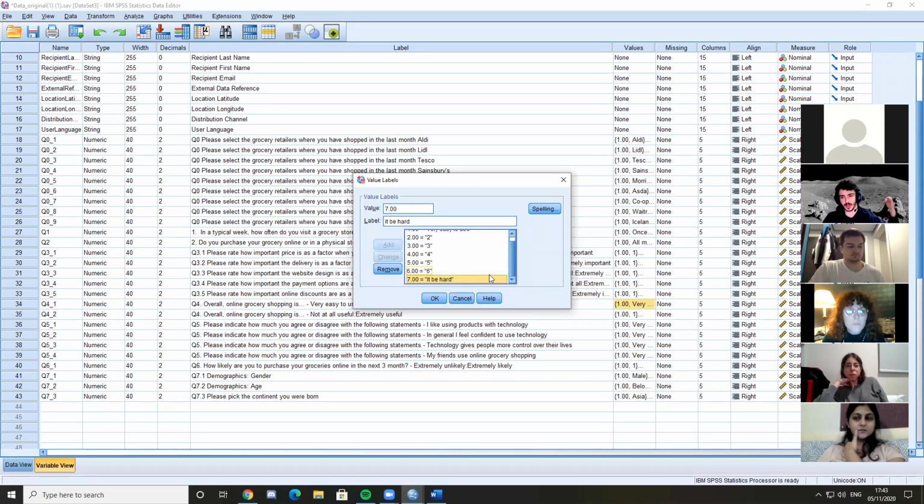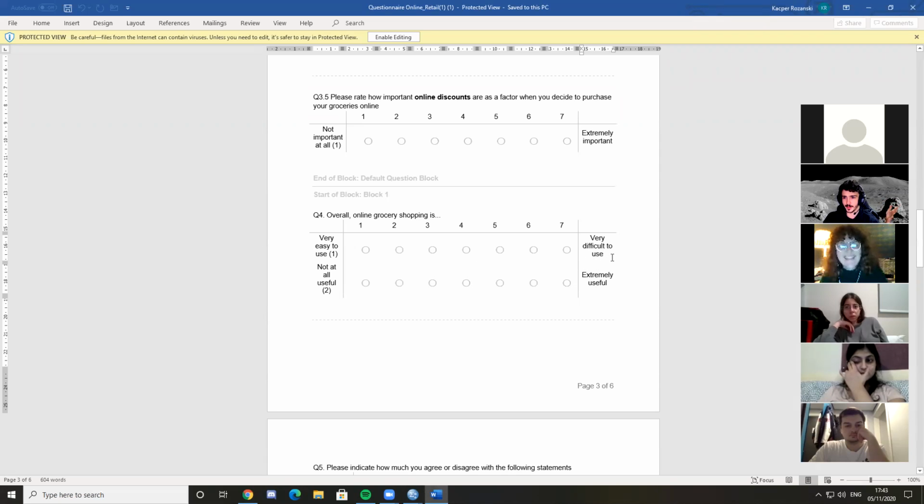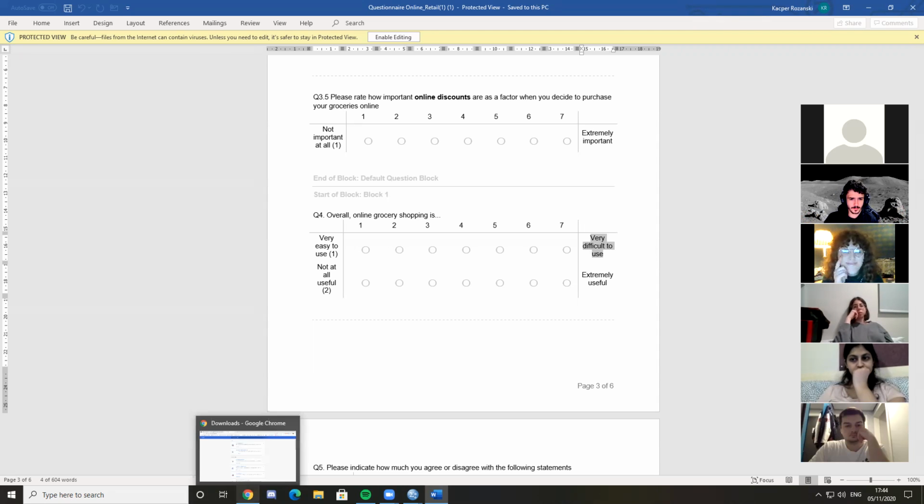He labeled 2 spectrums somewhere, which he did on the questionnaire itself as well. I called it "it'd be hard" because I couldn't be bothered to type, but that's the idea, right? You get the gist of it. So 1 in this case is the best, and 7 is the worst, I guess, in this case. Online grocery shopping. Okay, yeah. That's the best, that's the worst.